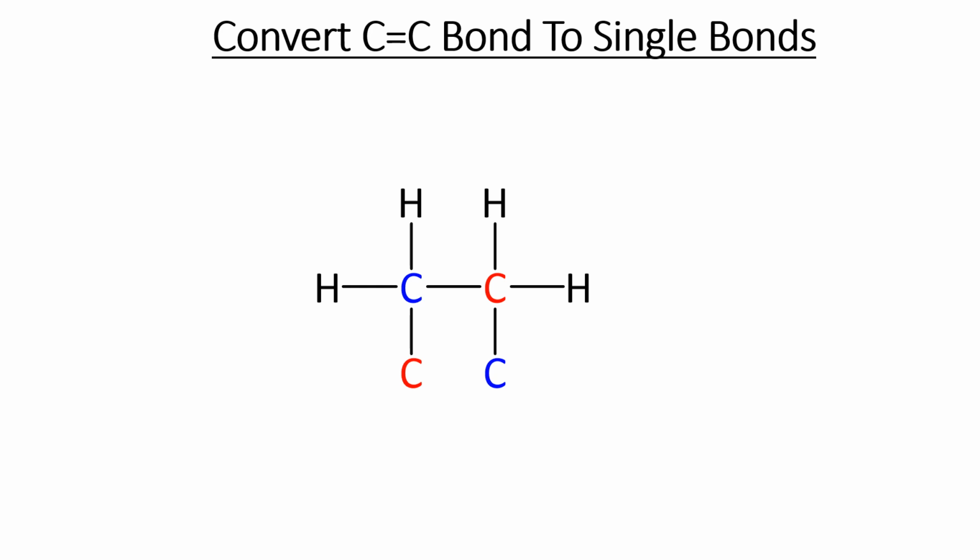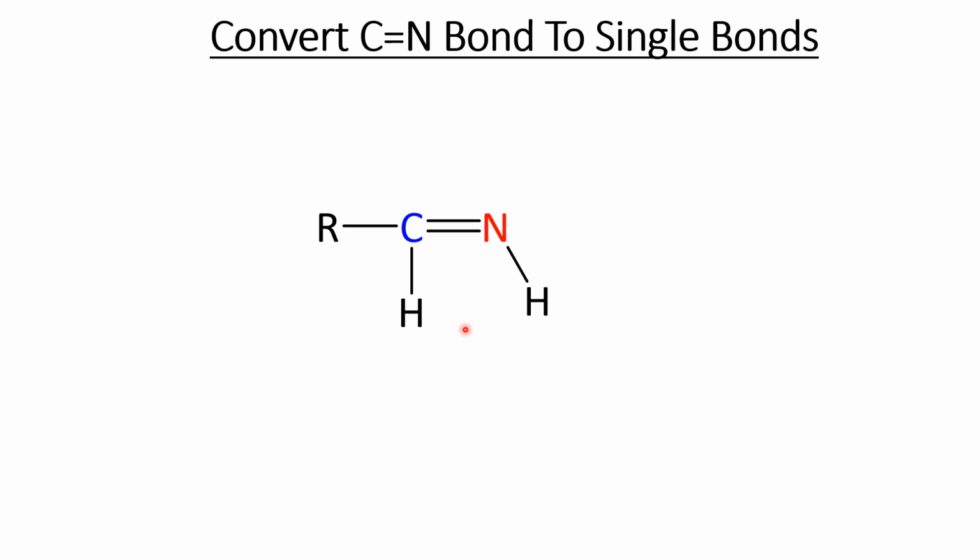Let's take a look at another example. How can you convert this carbon-nitrogen double bond to single bonds? There are 2 bonds between the carbon and nitrogen. The bonds are 1 sigma bond and 1 pi bond. So break the pi bond into 2 single bonds, attach 1 single bond to the carbon and another single bond to the nitrogen. Then attach the nitrogen to the carbon bond and attach the carbon to the nitrogen bond. This is how you convert a carbon-nitrogen double bond to single bonds.